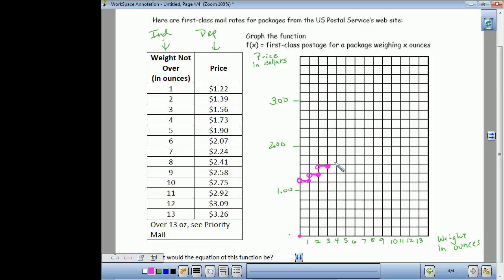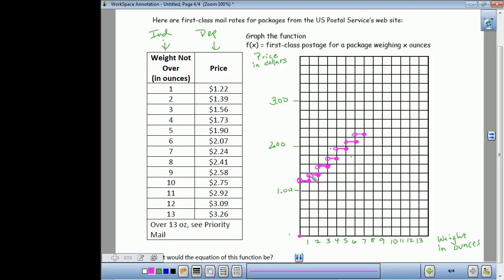Okay, so we go up another 17 for 4 ounces. Now we're at $1.73. And then we're up to $1.90 for 5 ounces. So that's getting us close to that 2 range. That closed circle wasn't quite in the right place. There we go. And then we're up to $2.07 for 6 ounces. So it's going to look like about that. And then we're up to $2.24 for 7 ounces.